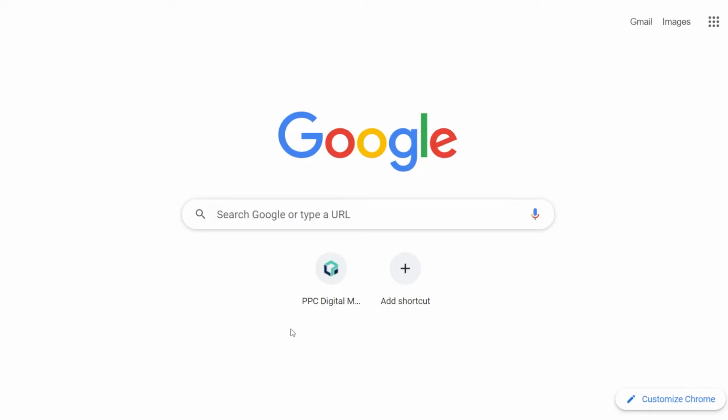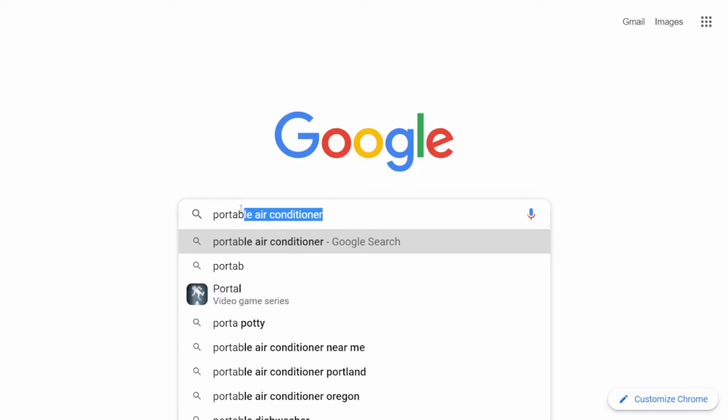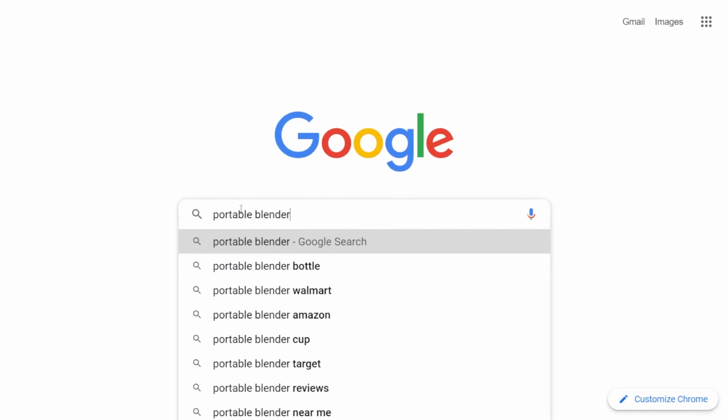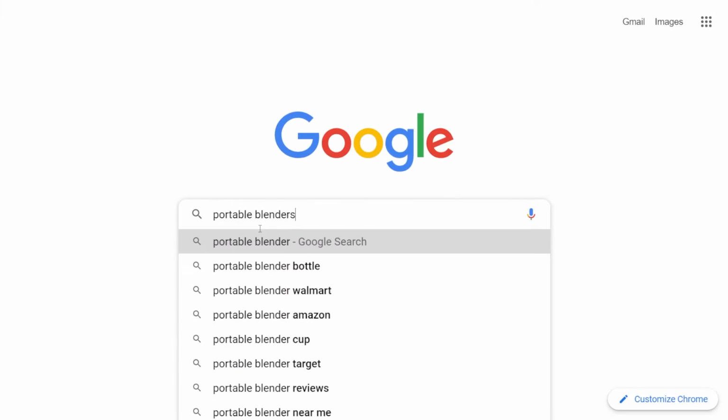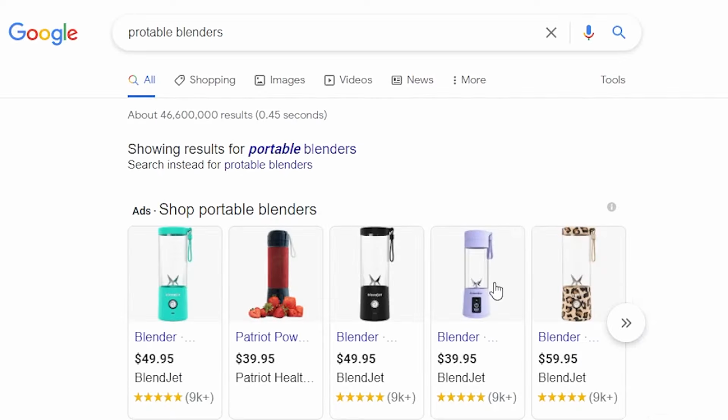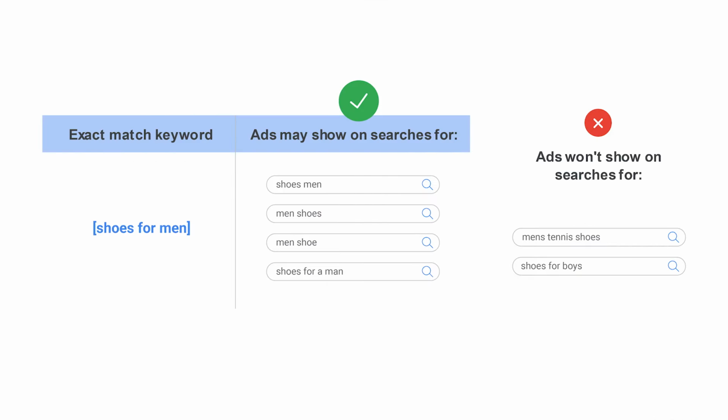Exact match. Traditionally, this keyword modifier meant that your ads would only be shown with the exact search term you input. However, Google has adjusted the match to display your ads for things like plural versions of the word, misspellings, or interchangeable keywords for what you have specified in your campaign.